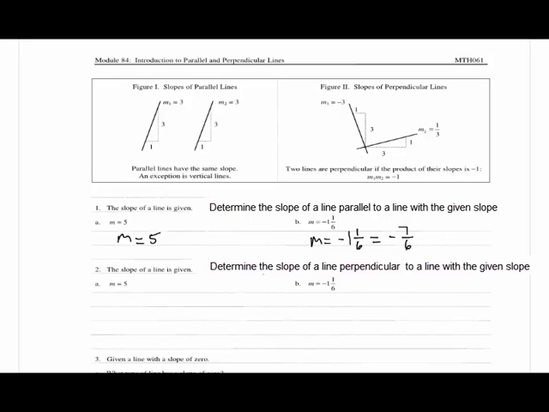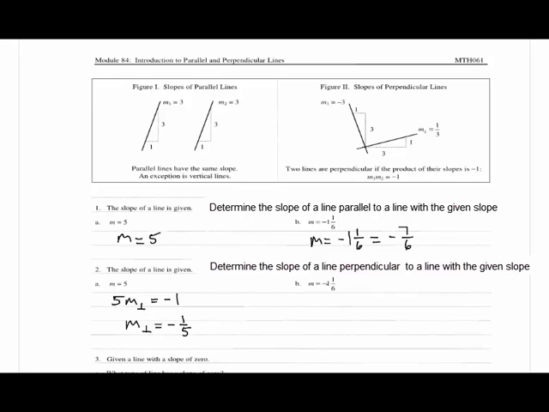In 2, it says the slope of a line is given. Determine the slope of a line perpendicular to a line with the given slope. In A, we have m is equal to 5, so we know that 5 times the slope of our perpendicular line, which we'll subscript with the upside down t, is equal to -1. And now if we divide both sides by 5, we have the slope of the perpendicular line is equal to -1/5.